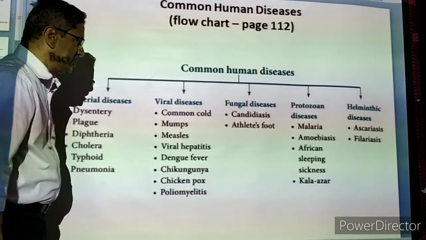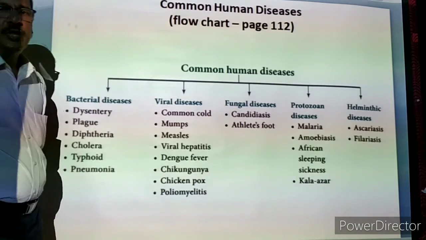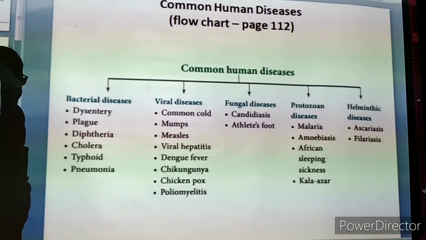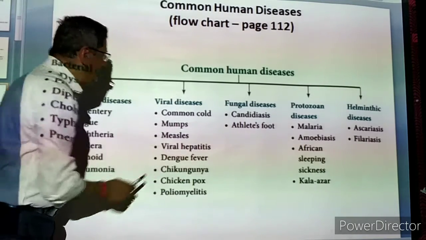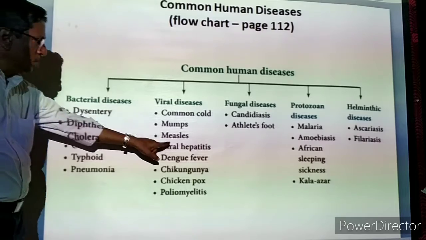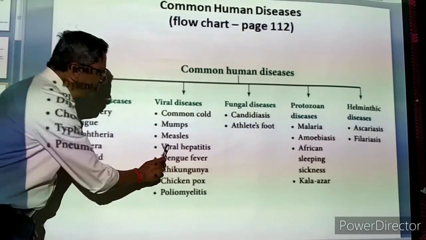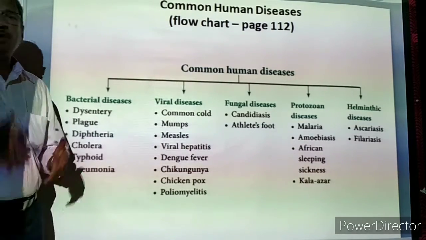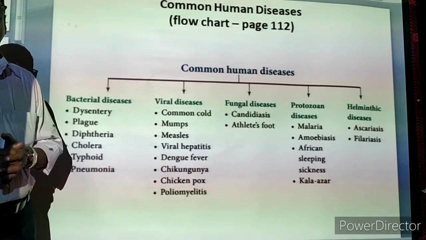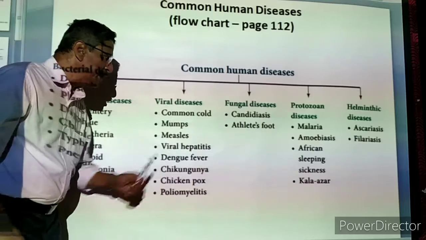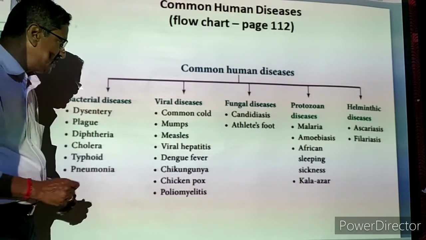Viral hepatitis. Hepatitis means infection in the liver. The infection in the liver may be due to bacteria or it may be viral. If it is viral, we call it hepatitis. If the viruses enter into the liver, the person is affected by jaundice. Viral hepatitis is also called jaundice.